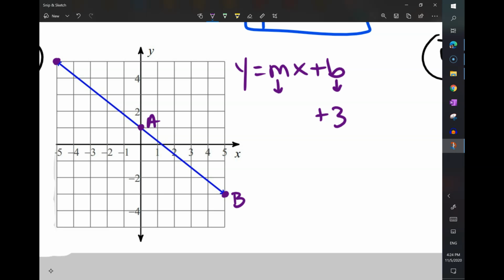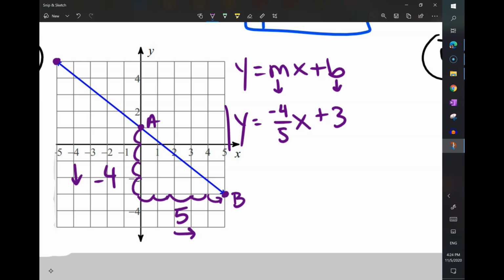So if you want to go from point A to point B, what you'd have to do is go 1, 2, 3, 4 units down. Okay, so 4 units down means -4, and that means my slope so far is -4. Then I would have to go 1, 2, 3, 4, 5 to the right. 5 units to the right means +5. So -4 over 5, put the x on it, put the equals and the y, and this is the equation of that line.